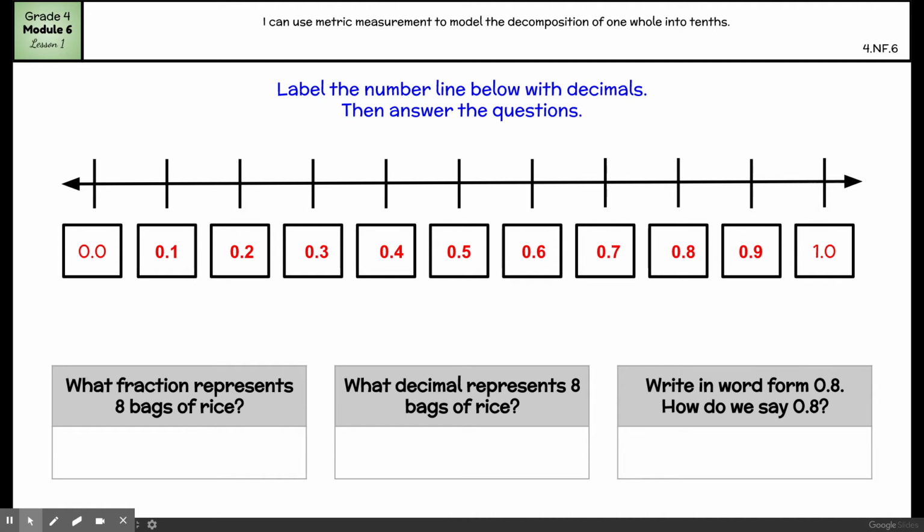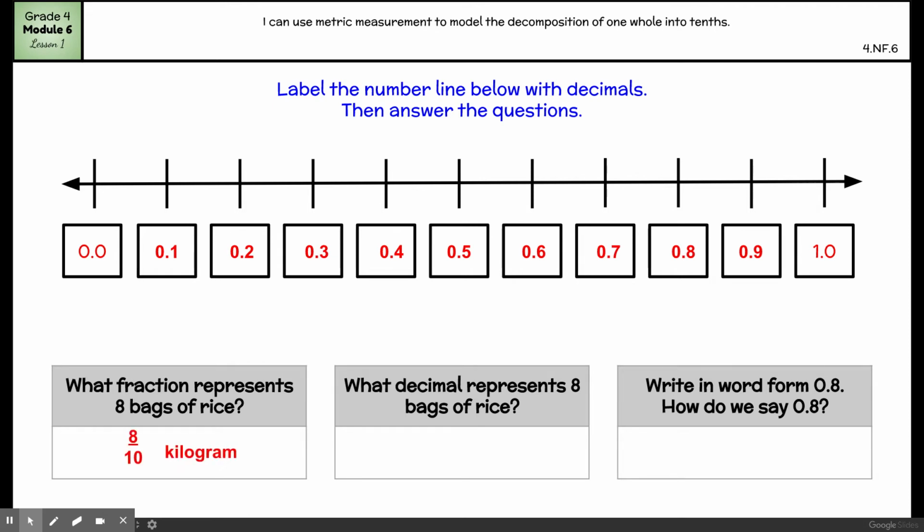All right. So question 1, what fraction represents 8 bags of rice? Okay, don't forget, don't get tricked. It's asking for the fraction, which are not shown on this number line. However, if you read this decimal, and this is 8 bags right here, count them up, there's 8 of them. If you read that decimal, it sounds like a fraction. It's 8 tenths. Remember what 8 tenths looks like? Like this, 8 tenths of a kilogram.